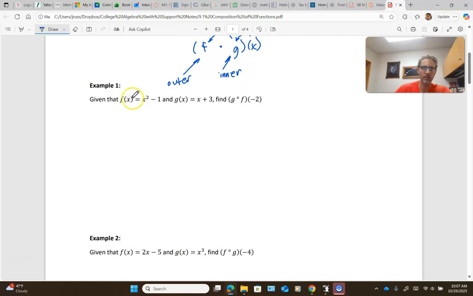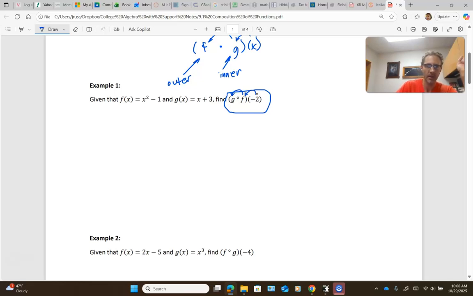It gives us the two functions f and g, and then it gives us the composition we're trying to find. Here f is a quadratic polynomial, and g is a linear polynomial, or a linear function. We want to find not f composed of g of -2, but g composed of f of -2. In other words, we plug -2 into f, get an output, and that output goes into g.